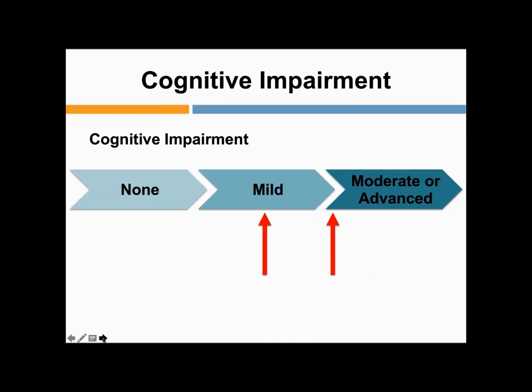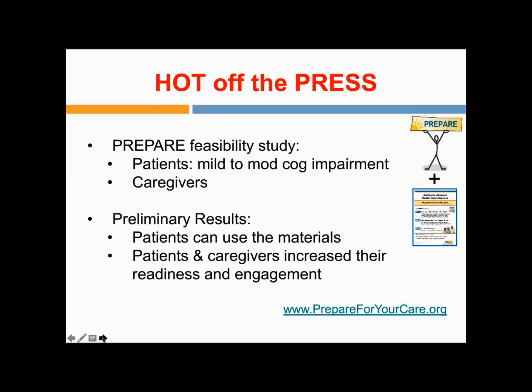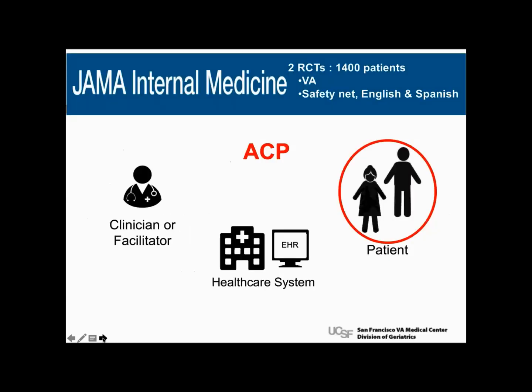So just a word to talk about mild to moderate cognitive impairment. We have conducted a pilot looking at people who have mild to moderate cognitive impairment to see whether Prepare can work in that group. And I would say this is literally hot off the press. Some of the things that we're learning in this feasibility study is that these patients and their caregivers report that they can use the materials, that they're easy to understand, and that patients and caregivers increase their readiness and engagement in advanced care planning. So again, we tried very hard to decrease the cognitive burden, and it seems like we maybe have struck a good balance there. So more to come on that.